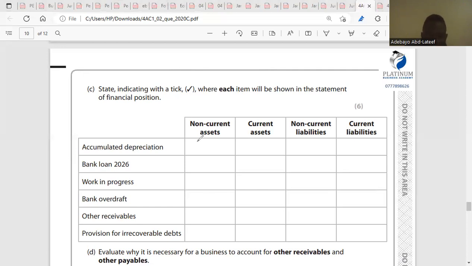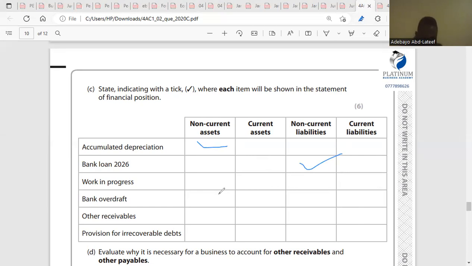Accumulated depreciation is a non-current asset. Bank loans are a non-current liability because it's going to be for more than a year. That's almost 2019 to 2026. That's over 5 years, I think. I think that's 7 years.